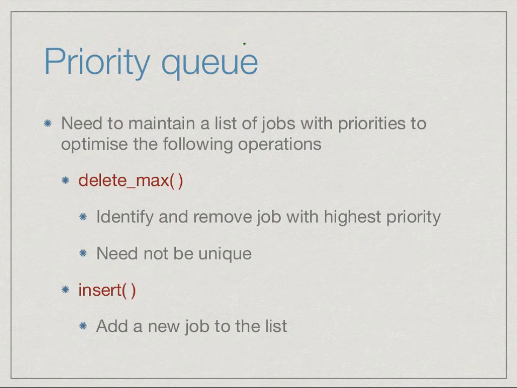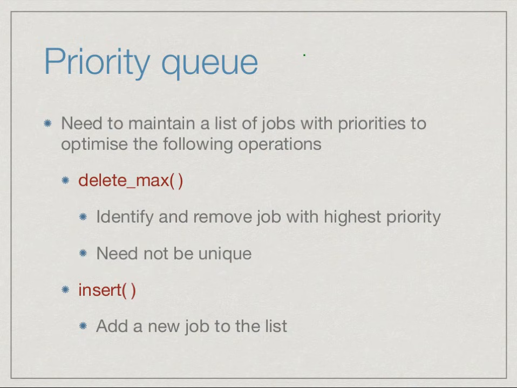So this is like a queue, but a queue in which items have priority based on some other characteristic, not on when they arrived. So we saw a normal queue is a first in, first out object. The ones that arrive first leave first. In a priority queue, they leave according to their priority.